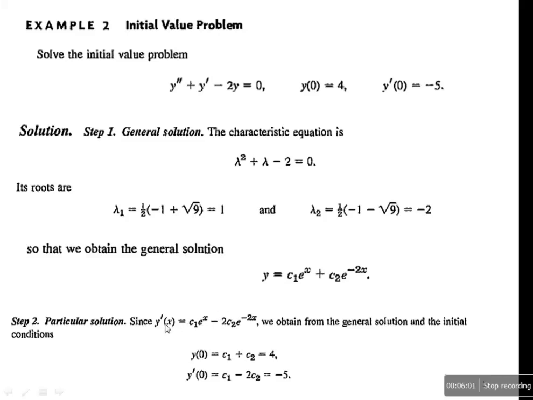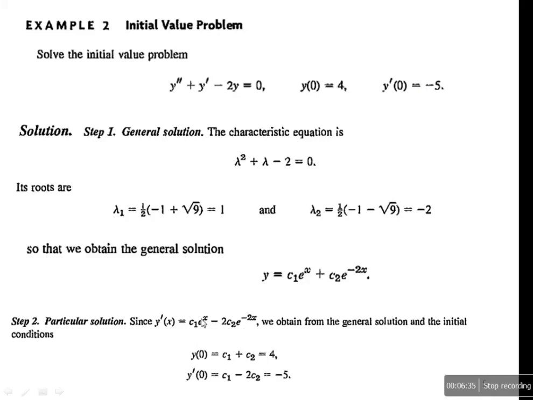Here we will take the first derivative, y prime. You can see in the initial conditions I have y at x equal to 0 equal to 4, and y prime at 0, that means at x equal to 0, is equal to minus 5. Now the question is why we have two initial conditions: because I have two unknown constants.